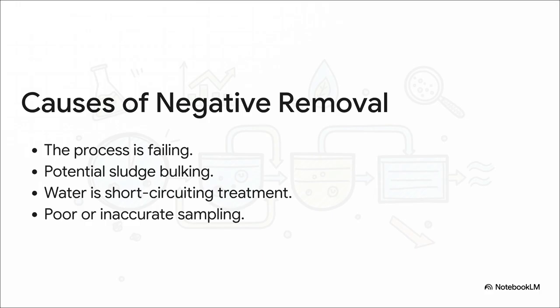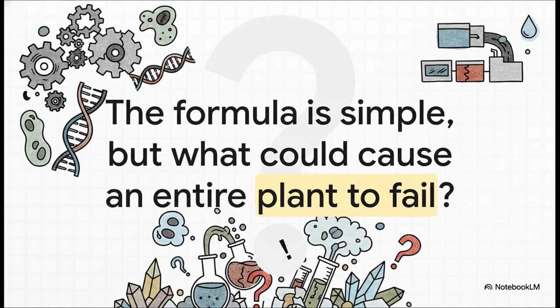So the formula itself is simple. But getting a bad result, a negative result, points to these incredibly complex failures in biology, chemistry, and engineering. It's just a single number that can signal this cascade of problems in a system that's designed to protect all of our health. The real question isn't about the math, is it? It's about the unbelievably intricate systems that keep our water clean.